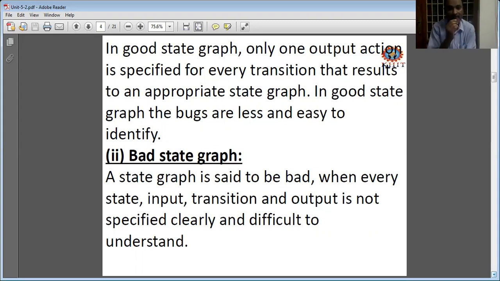Now, what is meant by bad state graph? A state graph is said to be bad when every state, input, transition, and output is not specified clearly and is difficult to understand. Quite opposite to a good state graph. That means a state graph is said to be a bad state graph when every state, input, transition, and output is not specified clearly, and also it is difficult to understand.